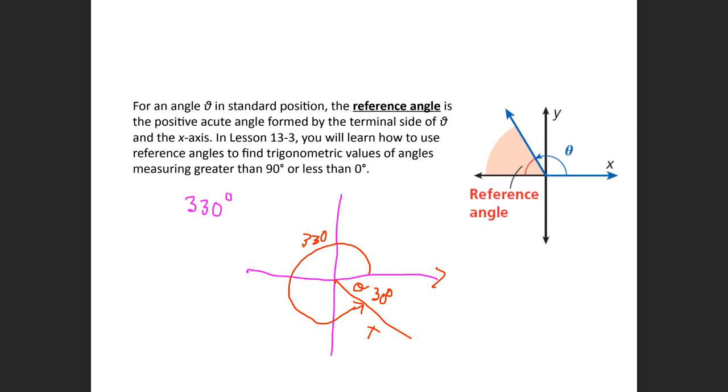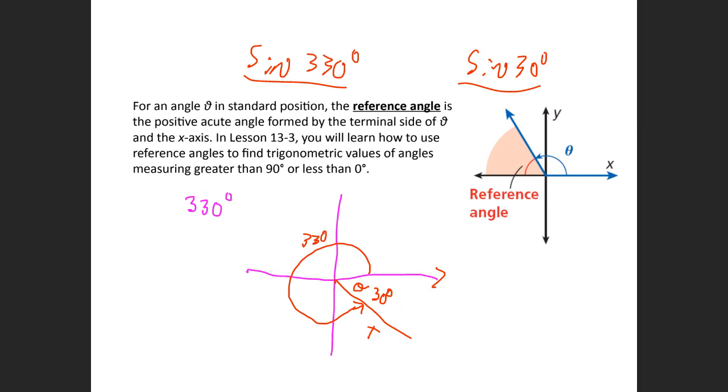Now, why is that going to become so important? Because when we do the sine of 330 degrees, you won't know how to find the sine of 330 degrees. But hopefully next week, you'll be able to find the sine of 30 degrees, and they are exactly the same answer, except one's going to be positive, one's going to be negative, and we'll talk about that later. But a reference angle is exactly the same thing.